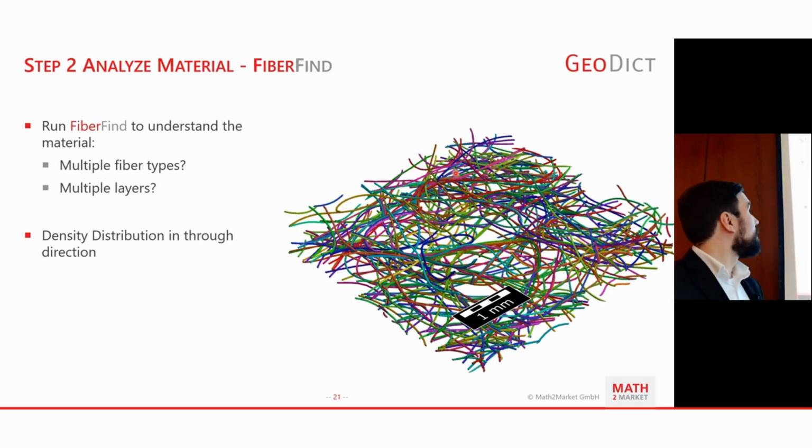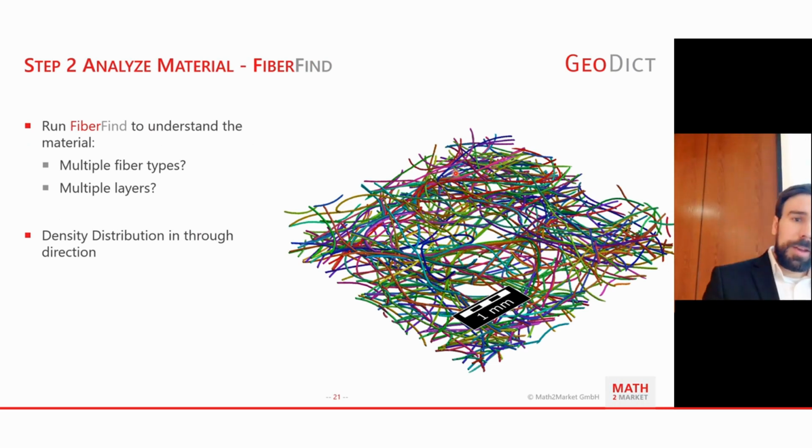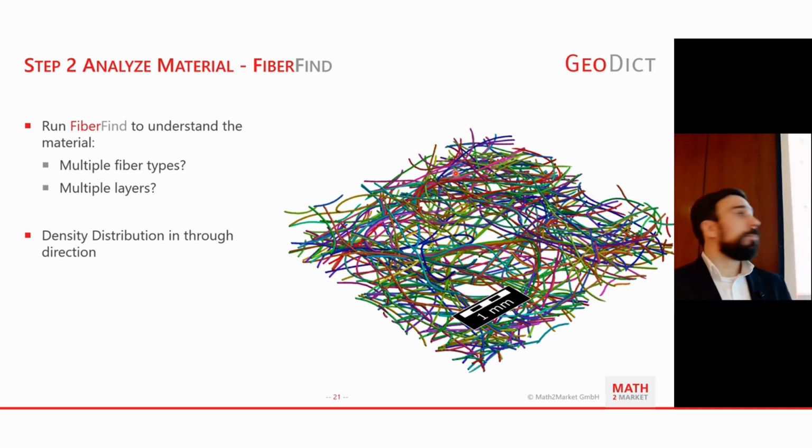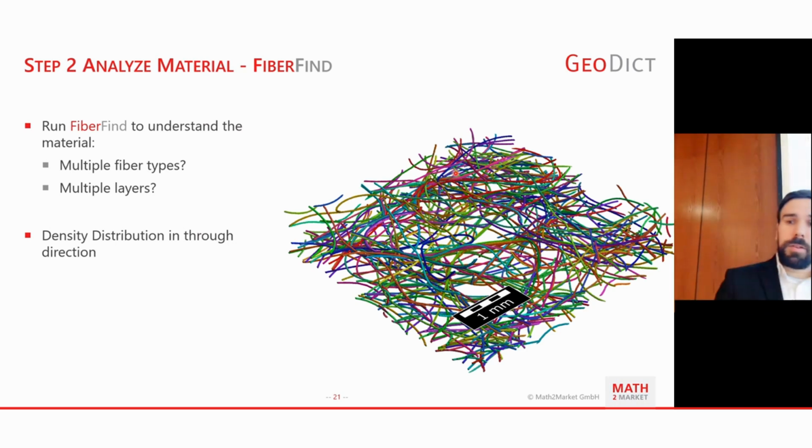Now that we have our segmentation, we can start analyzing the materials. So in our case, we run FiberFind AI to get an idea of what is happening in this material. And we also look at the density distribution in through direction. So if you have a medium with a gradient, we can reproduce this. So it's quite important. And I will talk a bit more about FiberFind now.